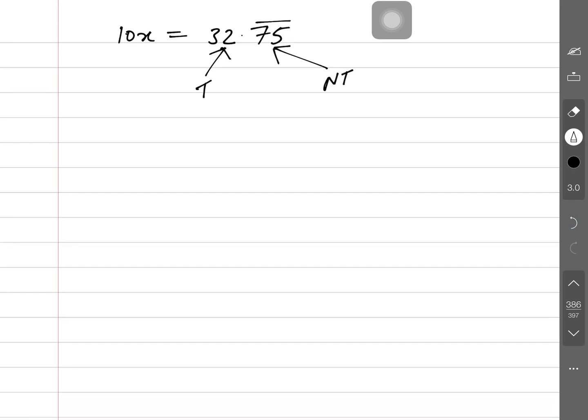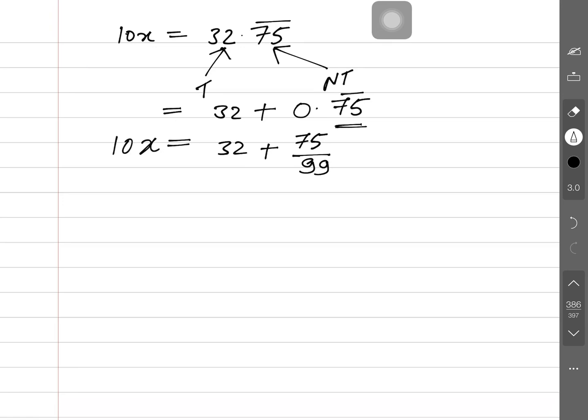Now we can write this as 32 plus 0.75 bar. Just recall the concept here. As you may see, the 2 digits are being repeated, 75. So directly the formula can be employed here. What is that? 75 by 99. Two digits are repeating, so two 9s are written as the denominator, and the repeating digits 75 are written as the numerator. Clear?